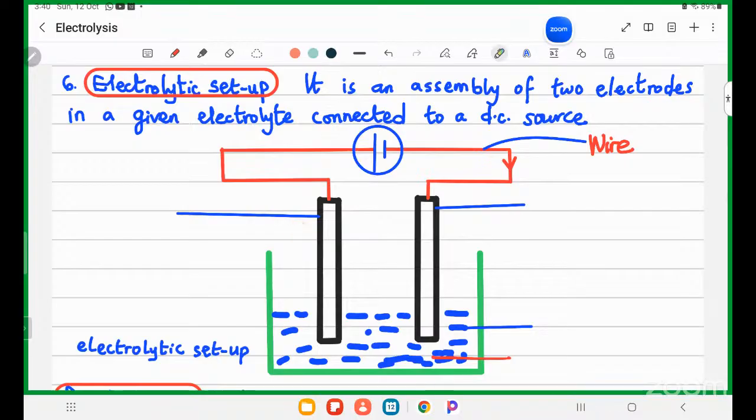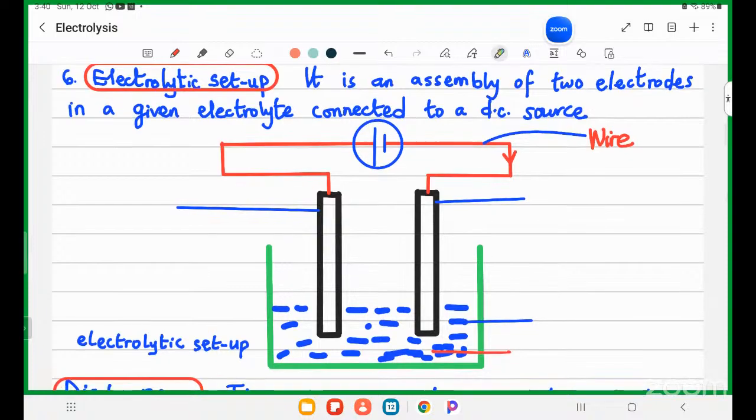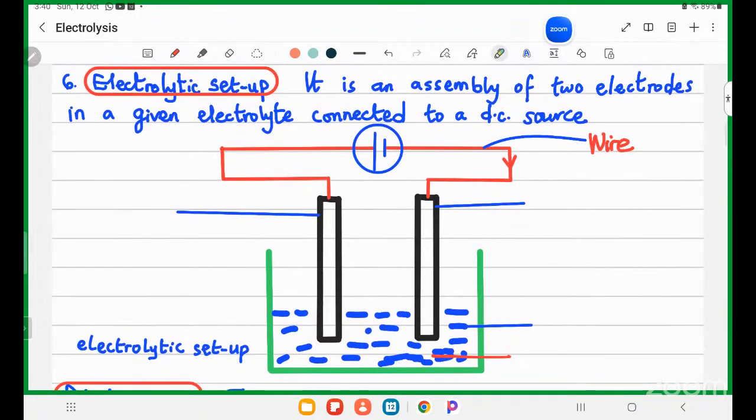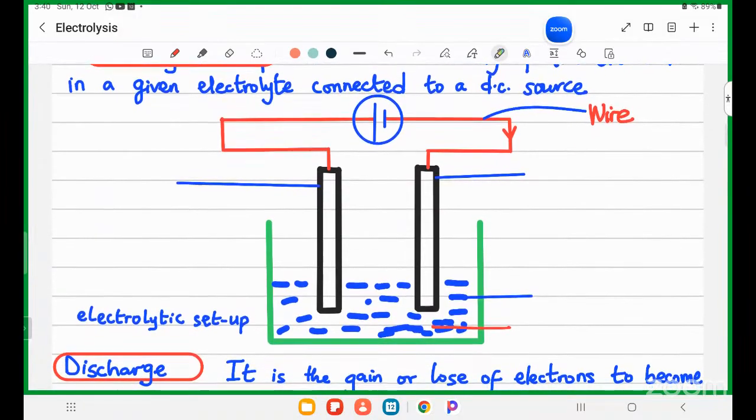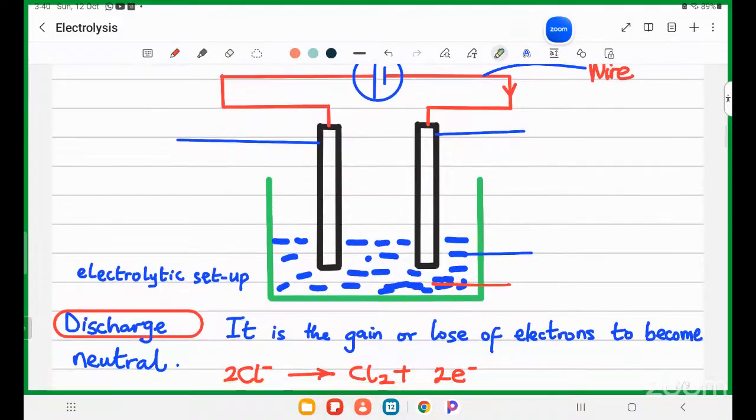What is the meaning of DC? Do you know the meaning? That's correct, very good. Direct current. So we have that. This is an electrolytic setup: an arrangement, or assembly, of two electrodes in a given electrolyte connected to a DC source.